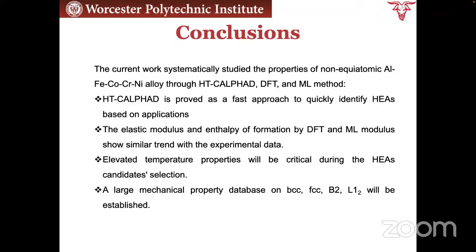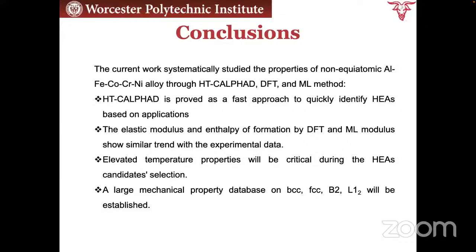So that's very briefly what we have achieved. Essentially, we have used this high throughput CALPHAD approach to quickly identify high entropy alloys. And we have used DFT and machine learning to figure out the elastic properties and also the entropy of formation. And we have figured out these elevated temperature properties.